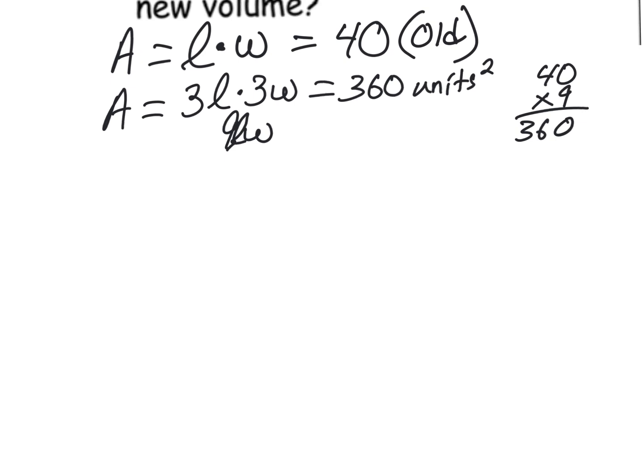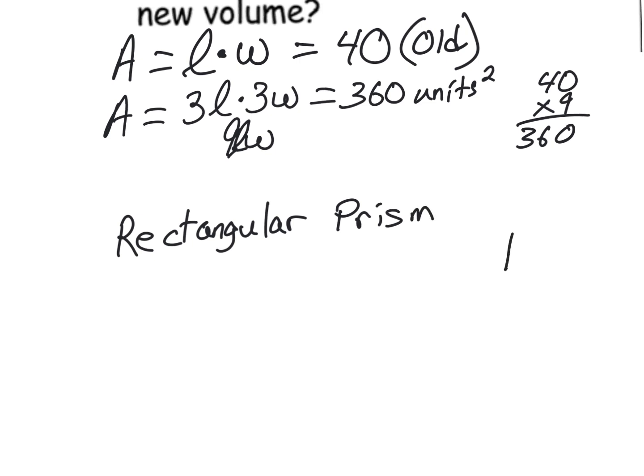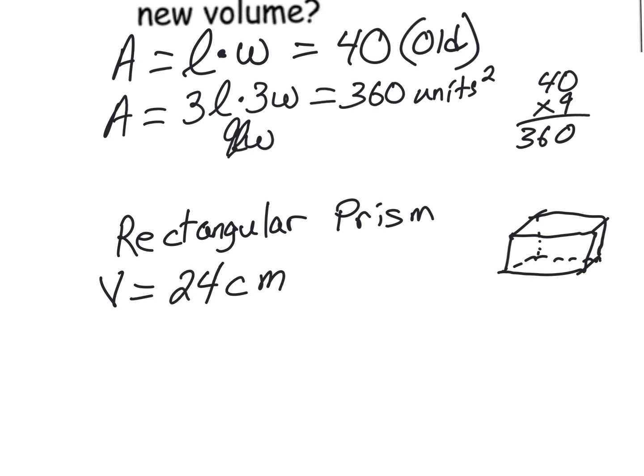So if we take a rectangular prism, essentially a rectangular prism looks like this. It's 3 dimensions, right? That's all we have to think of. So this little box, that's a rectangular prism. Okay, so we take a rectangular prism and let's say that the volume is equal to 24 centimeters cubed. Why cubed? Because now we're talking about 3 dimensions.